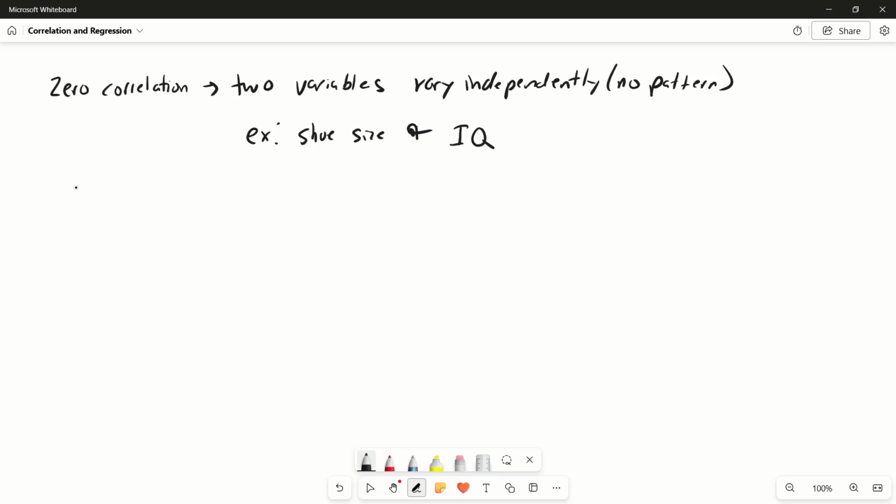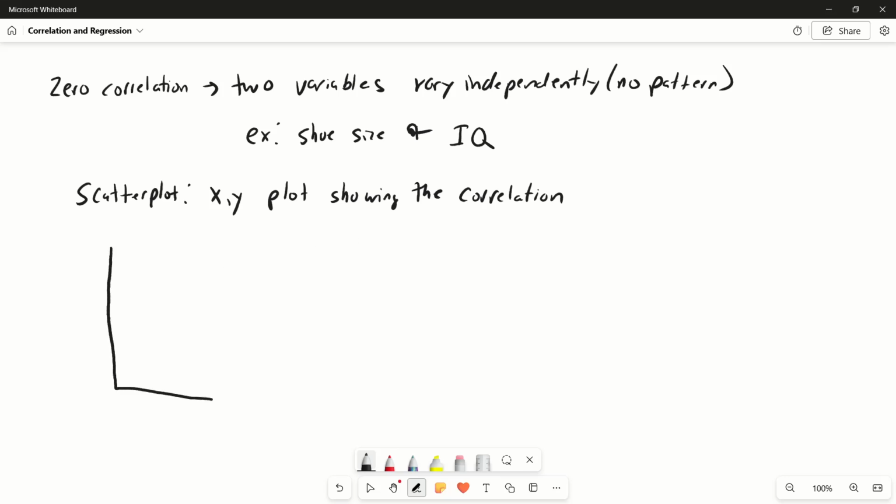We graph the correlation using something called a scatter plot. This is for Pearson R, by the way. So a scatter plot is an XY plot showing the correlation. That's what a scatter plot is. And this is what it looks like. I'm no artist, but a positive correlation will look something like this.